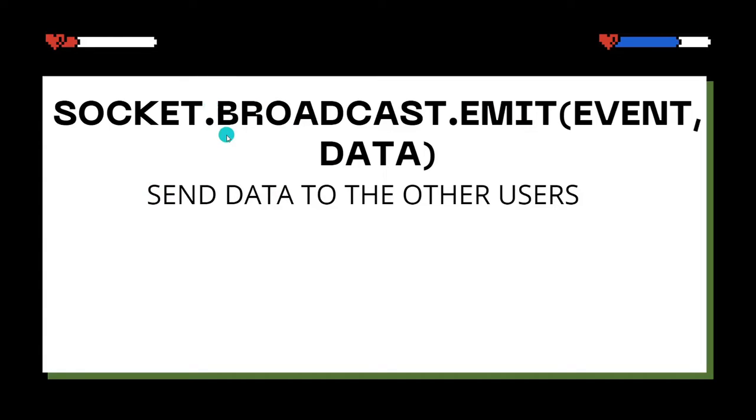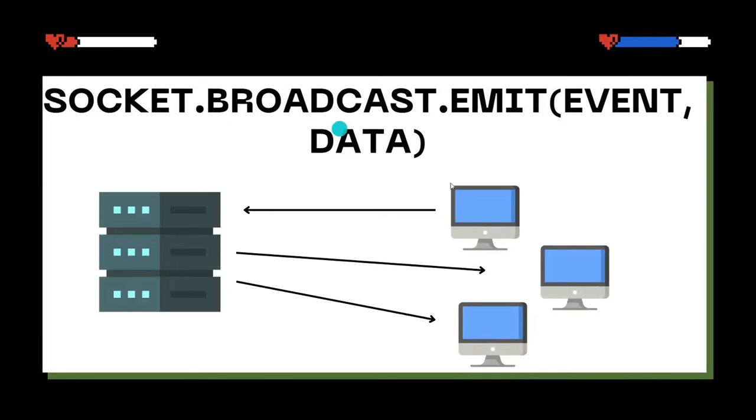So this Socket.broadcast.emit will send data to the other users. So what does it mean? So let's say this is a server and these are the users connected to our server. So this one user sends message to our server. So what will this server do? This server will do Socket.broadcast.emit, and it will type the event name. So what will this Socket.broadcast.emit do? It will send the message that this user has sent to the other users connected to our server. Okay, and this is the thing that Socket.broadcast will do. Only it will send the data to the other users connected to our Socket.io server.